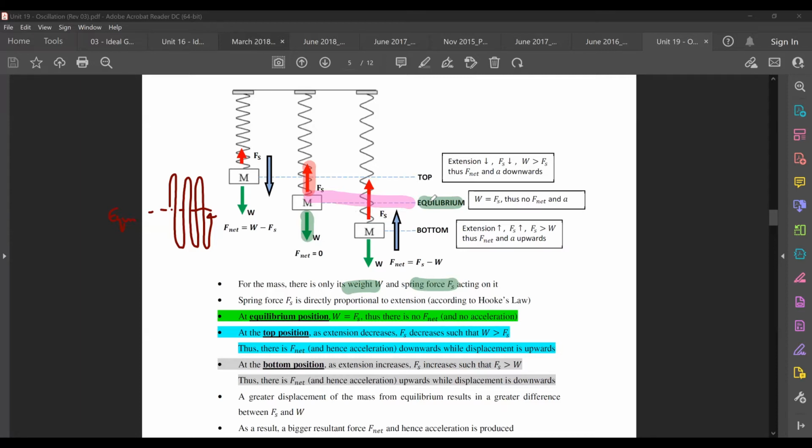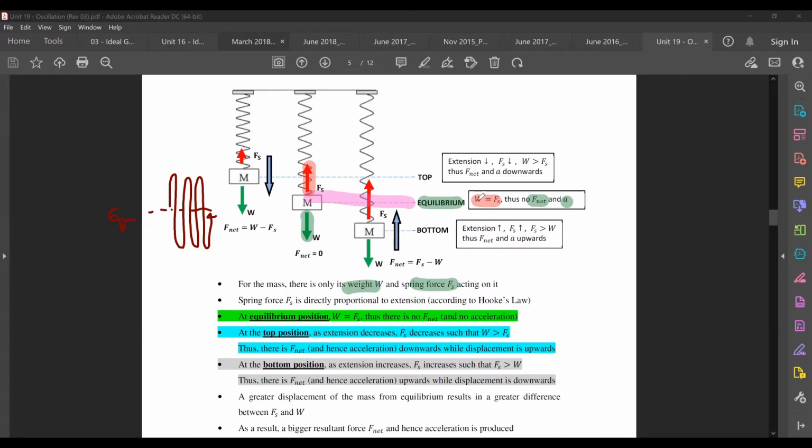So at equilibrium, we know that it doesn't move. If it doesn't move, there is no resultant force and there's no acceleration. This is what we can deduce when something is at equilibrium. Now, what I can say about the forces here is that the weight must be equal to my spring force so that there's no resultant force, no acceleration. That's why my object did not move in the first place.